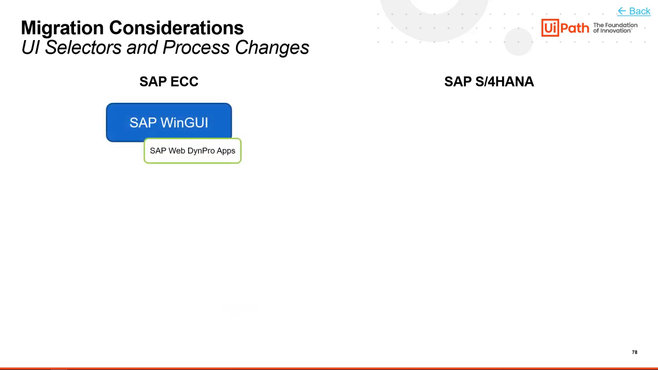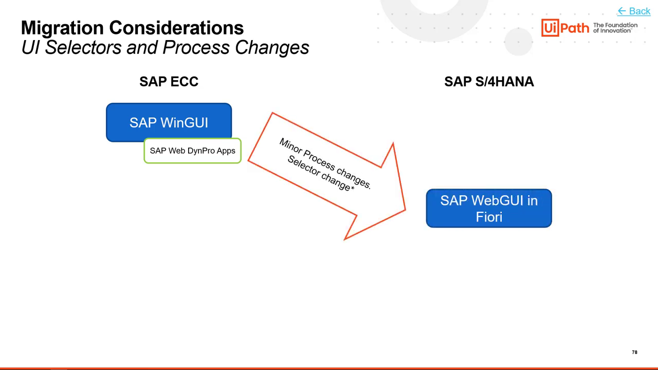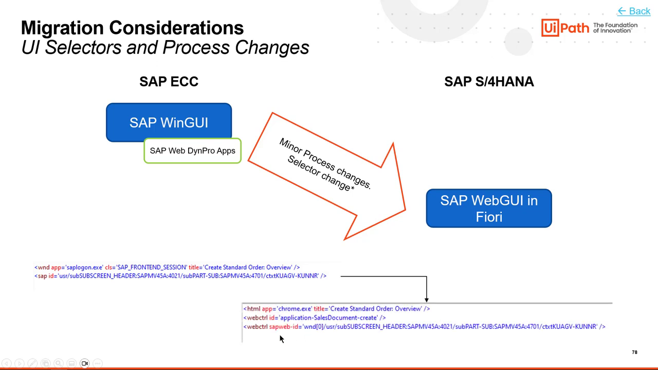In addition, for organizations that are moving from SAP WinGUI to SAP WebGUI in Fiori, although there are minor process changes, the selector change is actually very straightforward. You'll notice that the SAP WinGUI selector has an SAP ID as described here, and that same selector inside SAP WebGUI will be the exact same, with the exception that there's a WND0 prefix at the beginning.